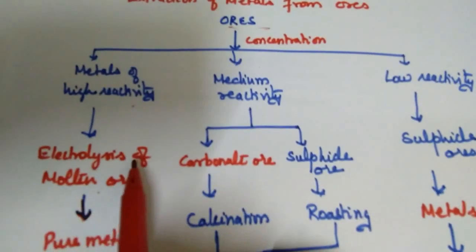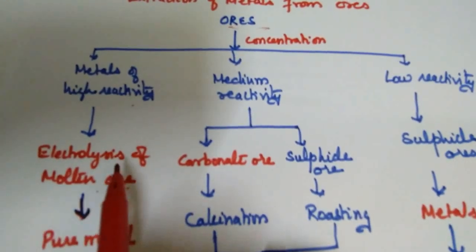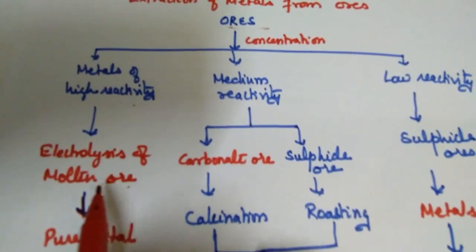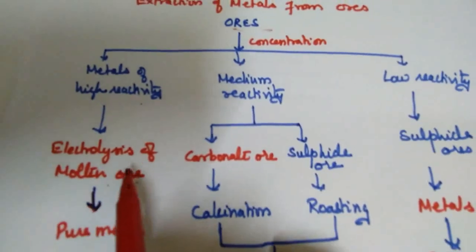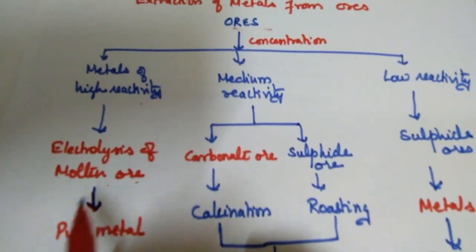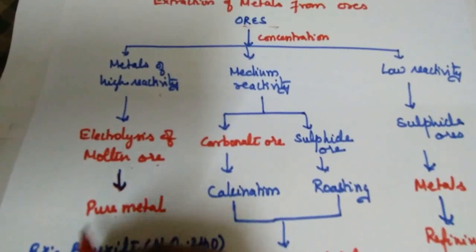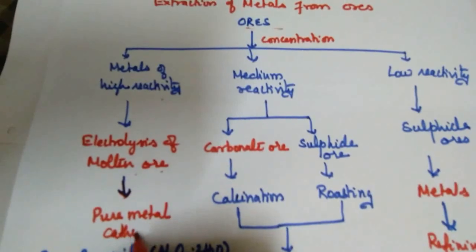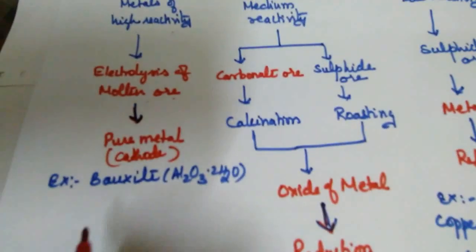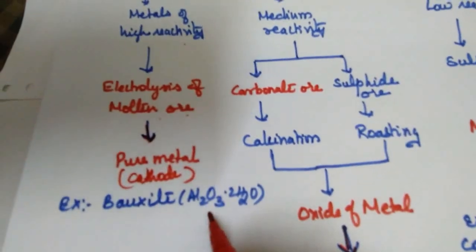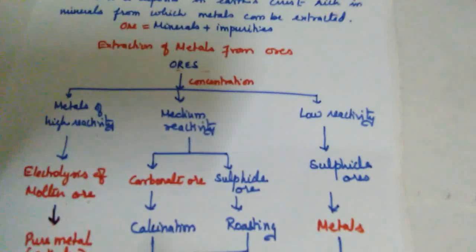So we do electrolysis. What is electrolysis? We put an anode, a cathode and the molten electrolyte and pass current so that I can remove the metal at the cathode. At the cathode, the metal gets deposited. Pure metal is got at the cathode. Example, we have bauxite, alumina ore, which can be extracted by this method, a highly reactive metal.